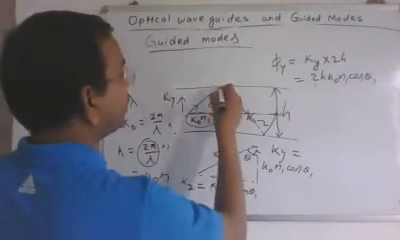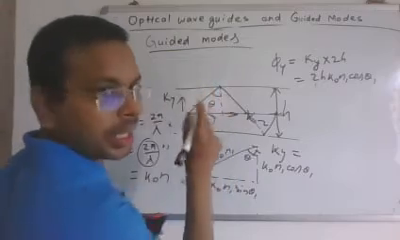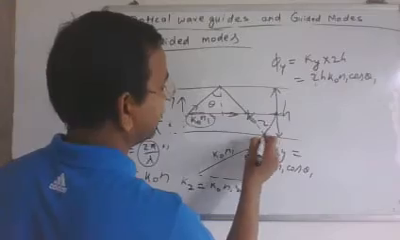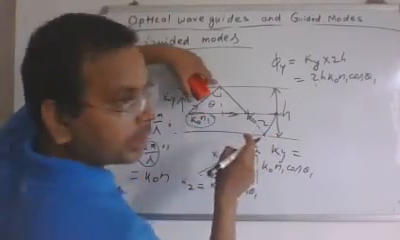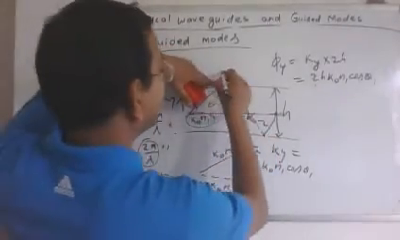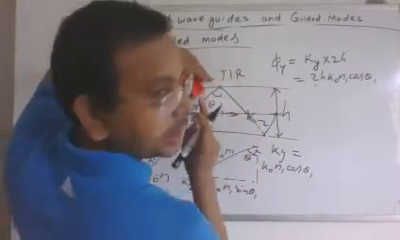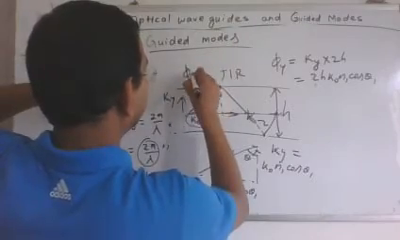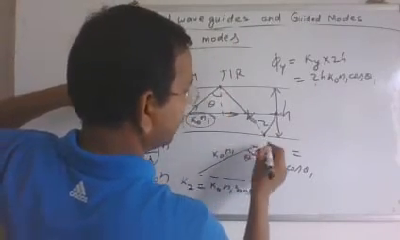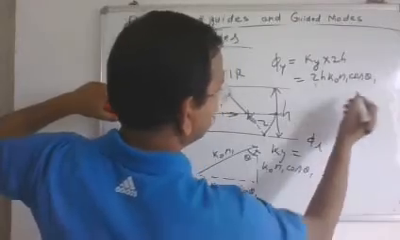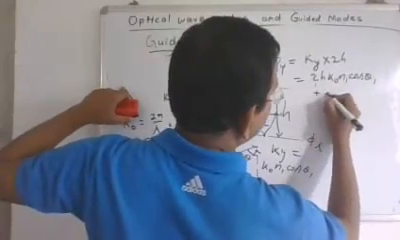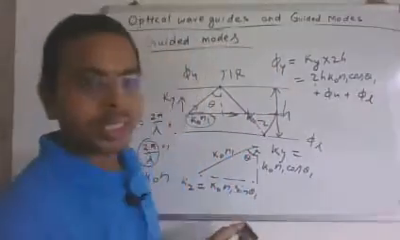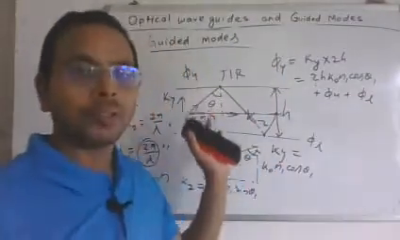Now upon reflection, there is another phase change, because it's happening here and it is happening here, total internal reflection. So while light undergoes TIR, total internal reflection, there will always be a phase change. So this phase change at the upper level is called phi u, and this phase change at the lower level is called phi l. So we can add two more phases here, plus phi u plus phi l. The question here arises, why phi u and phi l?